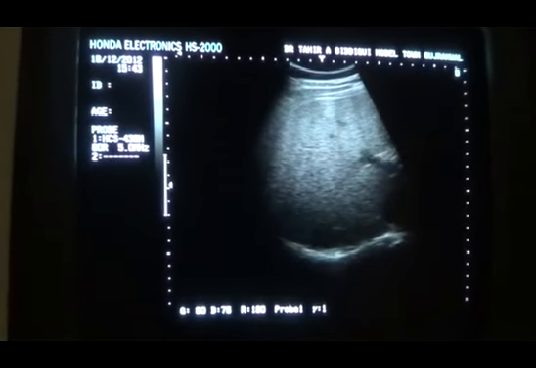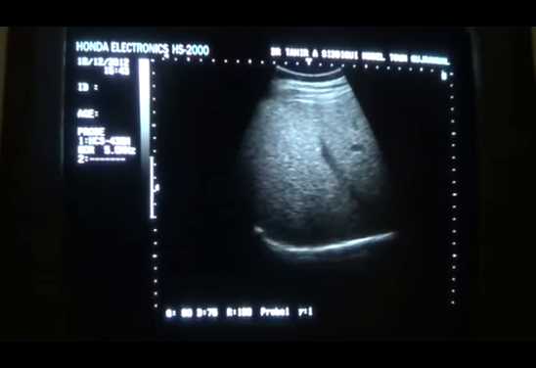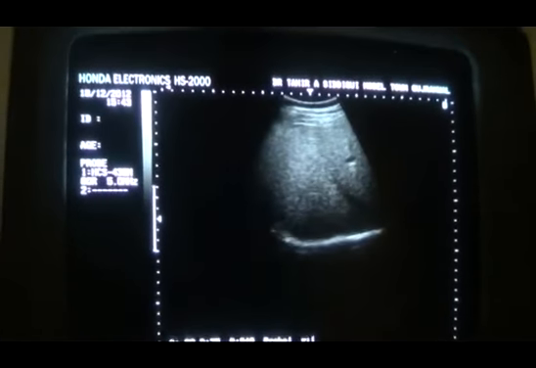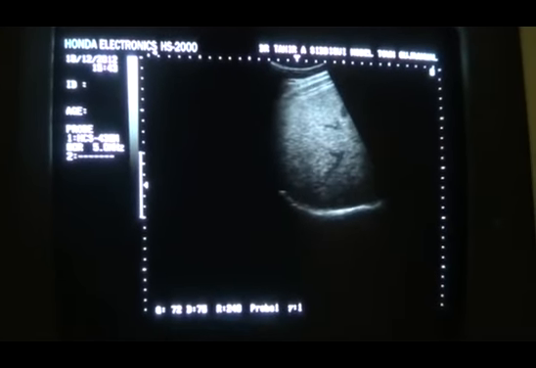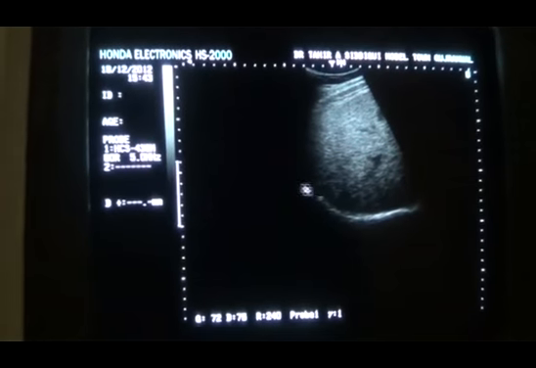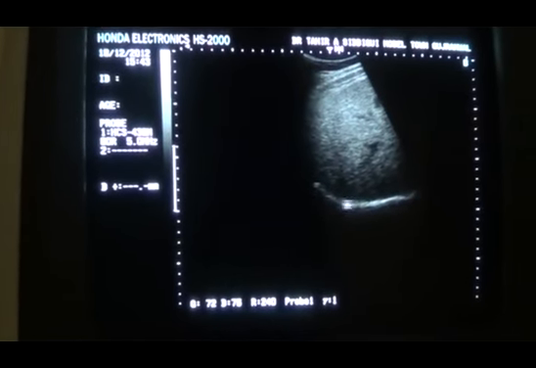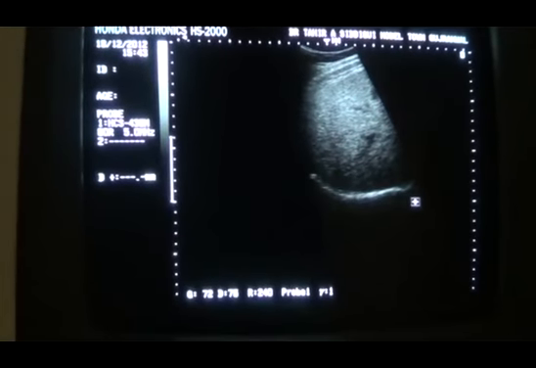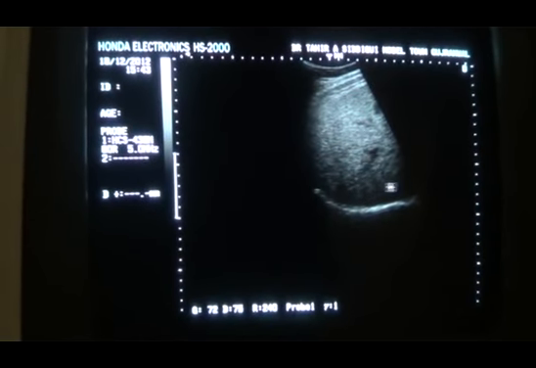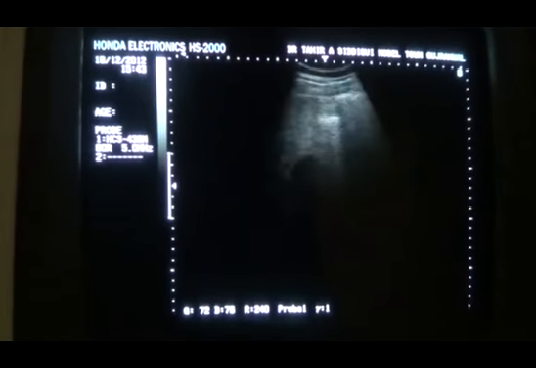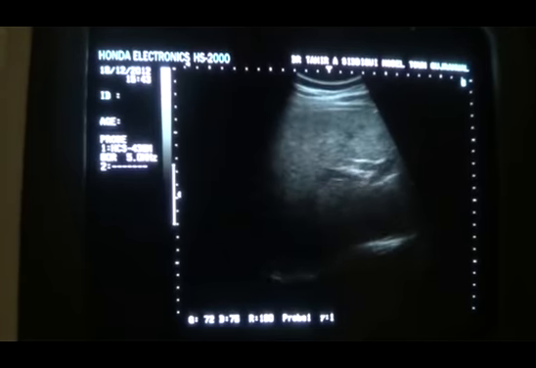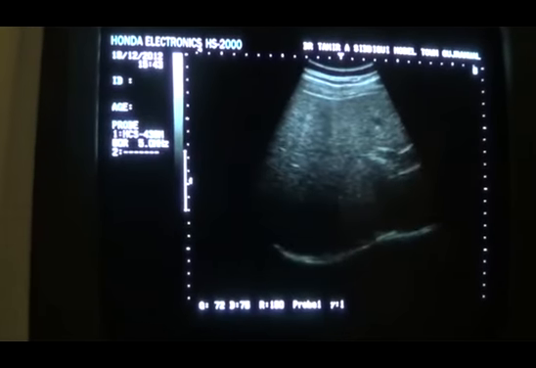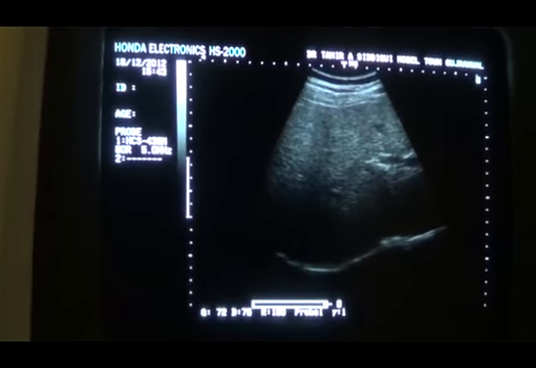And see, the liver is showing relatively thin echogenicity. This is the liver and it is relatively thinned out. This portion of the liver that is close to the diaphragm is showing diffuse decreased parenchymal echogenicity compared to the superior part of the liver.